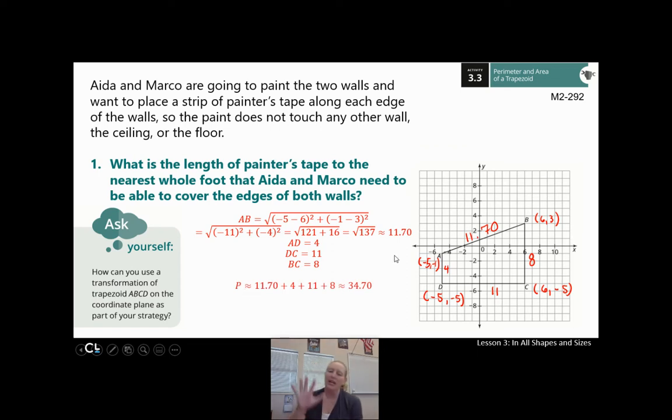When I added them all together, I got about 34.70. Now, here's the thing. This 34.70 feet is how many feet it takes to do painter's tape around one wall. But you'll notice we're painting both walls. So I'm going to make sure that I double this so that we get enough painter's tape for both walls. Nothing worse than being in the middle of painting and being like, crud, I got to go back and get some more. So I went ahead and doubled it and I got about 69.41.